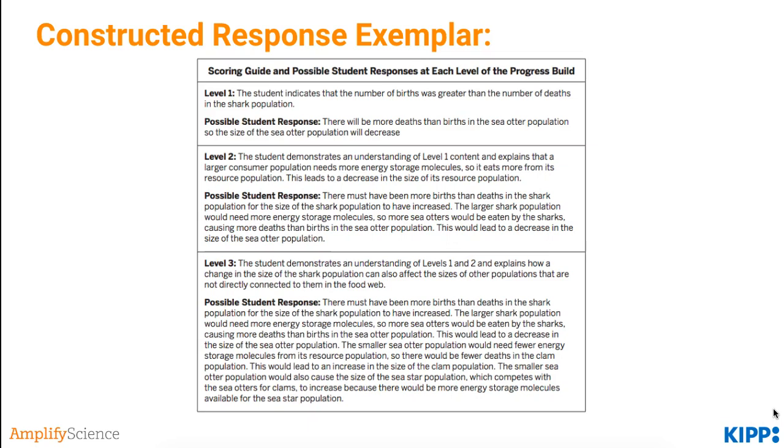A level 3 response for this question will have births greater than deaths in the shark population, that the larger shark population needs more energy storage molecules leading to a decrease in the population of sea otters, and that as an indirect effect, less sea otters means that there will be an increase in the clam population.